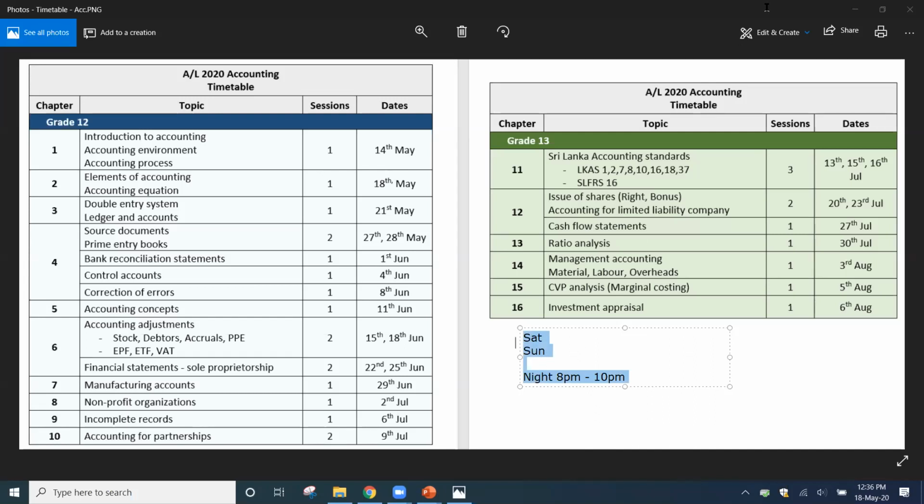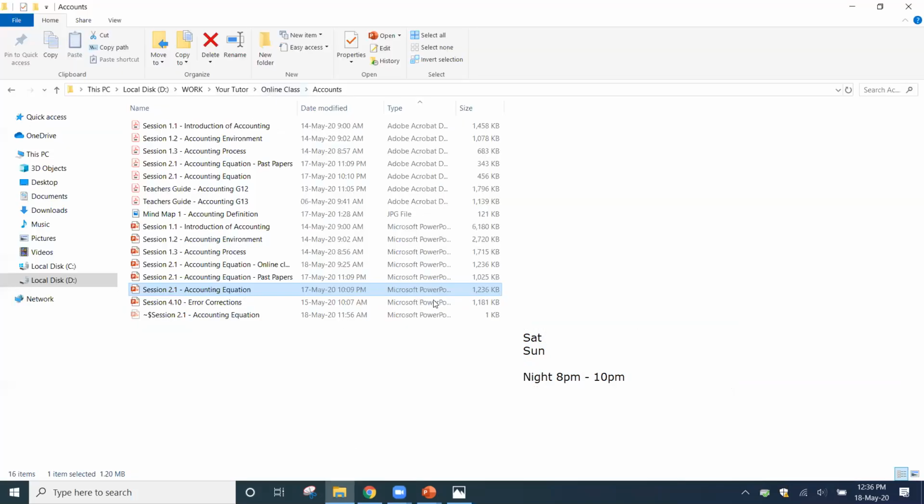We will think based on that, because most of the time on weekdays there are other classes and school exams and everything. If you want to shift, then let me know. We'll see if there are enough numbers and we can do that, or else we will continue with the same. Is there anything else?